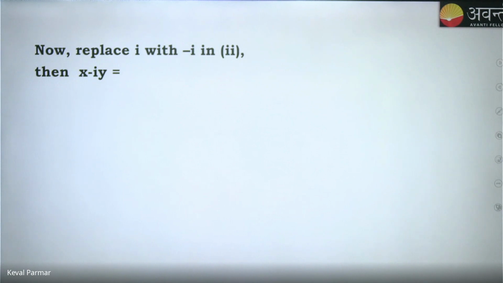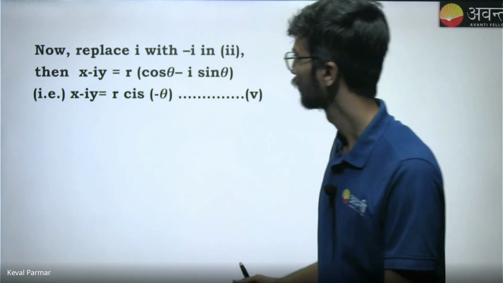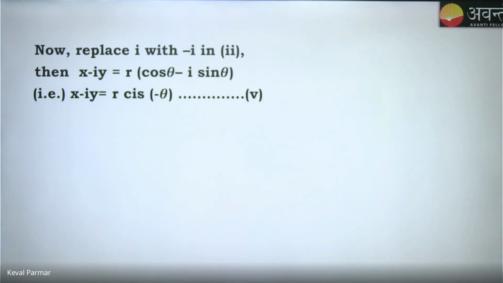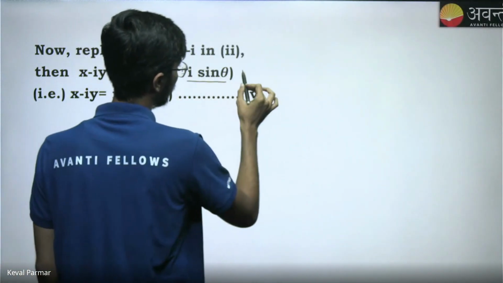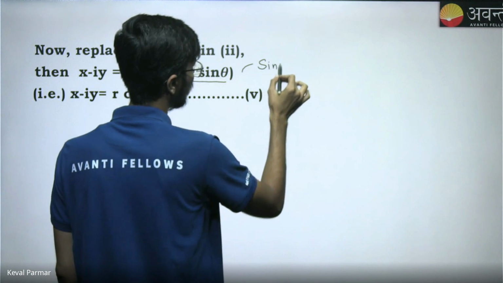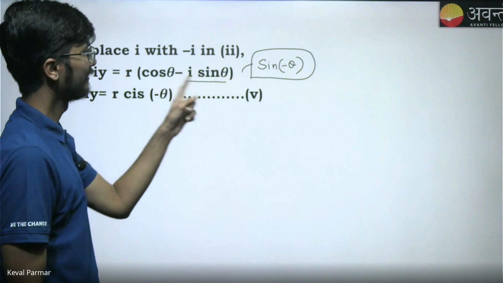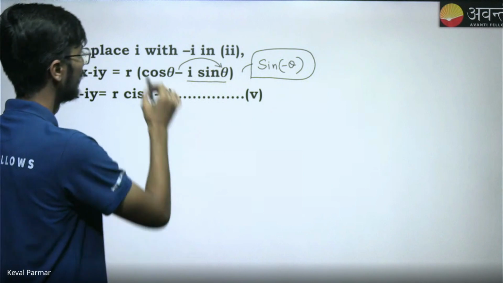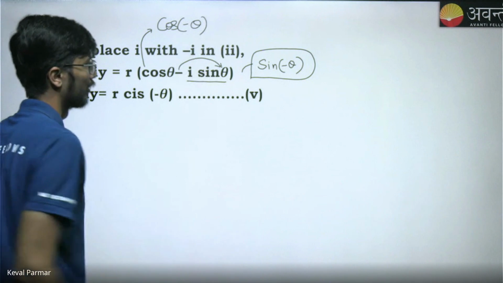If we replace i with minus i, then what do we have here? Cos theta minus i sin theta, correct? Now see here, the modification that I just did is, we know that sine of minus theta is minus sine theta. So I can write minus i sin theta by taking minus inside the sine. Similarly, we know that cos of minus theta is cos theta.